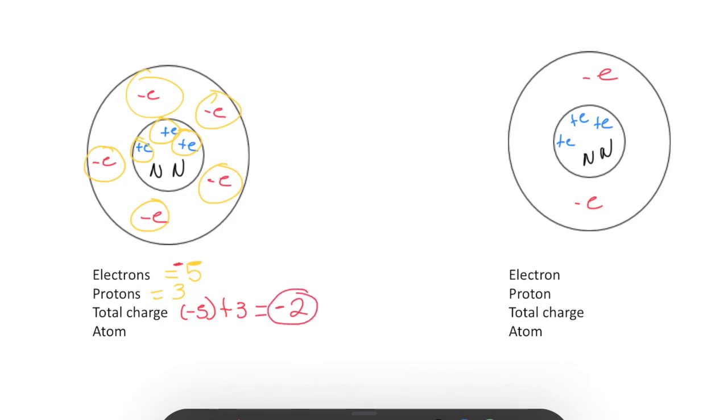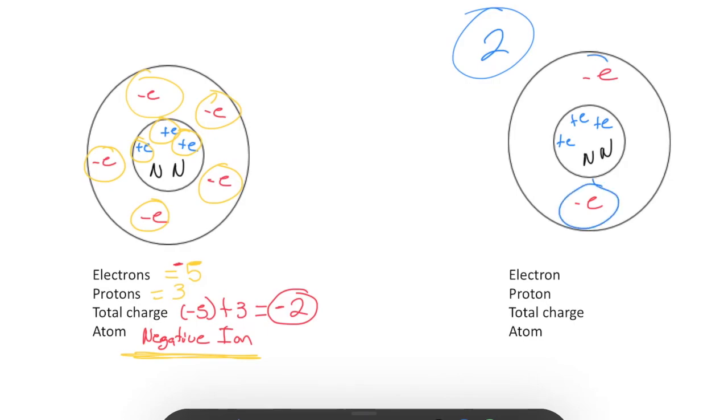Now, if the charge is negative, you need to remember that the name is going to be what? Negative ion. Okay? And this is going to be the name of this atom. It's going to be a negative ion, since it had more electrons than protons. Now, let's go to the second one.